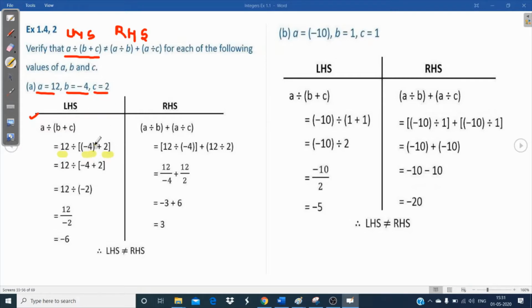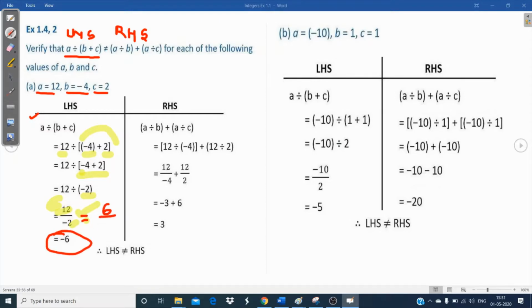Now, as we know, we have to solve the bracket first. So we will solve this bracket first: -4 plus 2. Now minus plus minus, the sign will be of the bigger number, so we will get -2. So 12 divided by -2. When you resolve, 2 ones are 2, 2 sixes are 12. So what will you get? 6 upon -1. That is also equal to what? -6. Because here what we are getting?